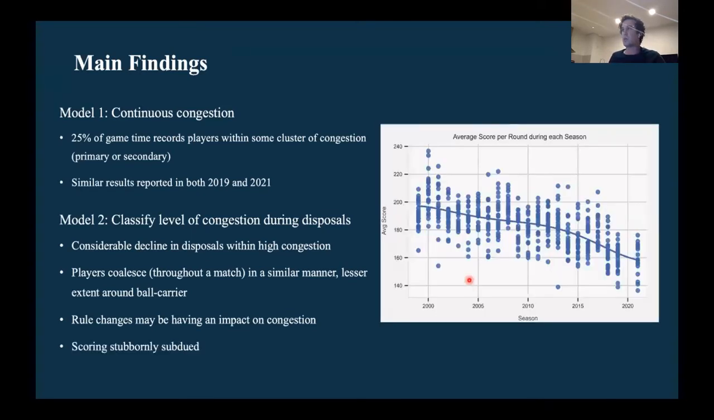If you have a look at the scoring from the latest season, we can see that 2021 was pretty similar to 2019, which suggests that congestion has a limited impact on scoring, which is understandable given invasion sports are complex. Scoring is probably multifactorial. So more analysis is required to determine if scoring can be increased.